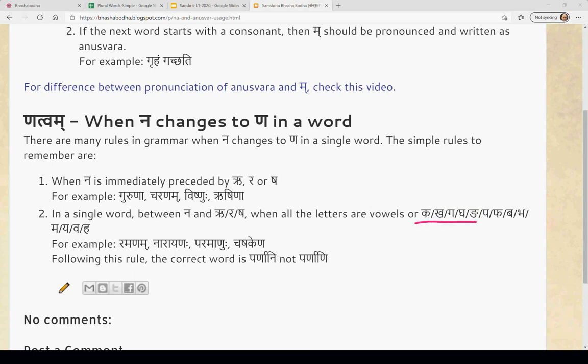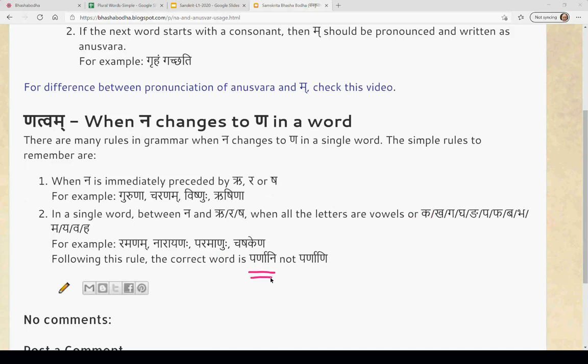So this is simple. Between the trigger letters and the na following that, if in between there is one of these, then the na changes to ṇa. So here also, paramanu, there is a ma in between. Shashakena, here at the end there is a sh, a trigger letter. In between there is a ka, which belongs to this group.